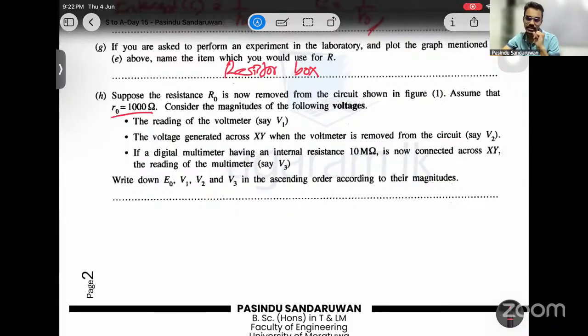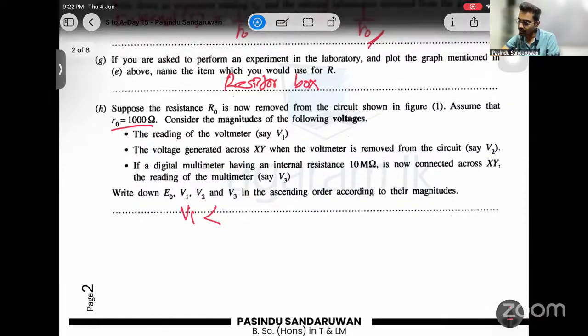Then the highest error means that's a minimum reading, because higher voltage is absorbed. When higher voltage is absorbed, the reading is minimum, so V1 should be minimum, right? Then if the voltmeter is completely removed, the actual value between X and Y will be measured.